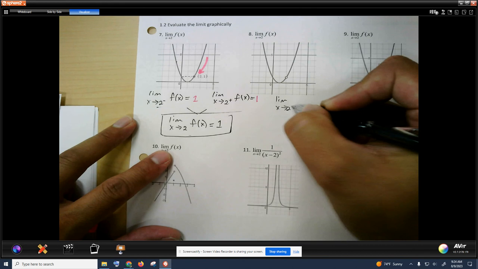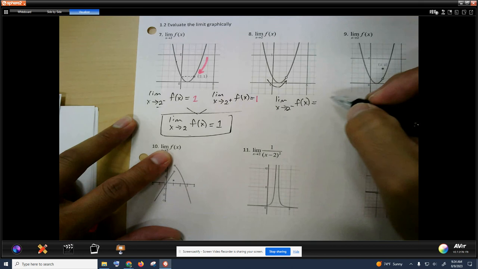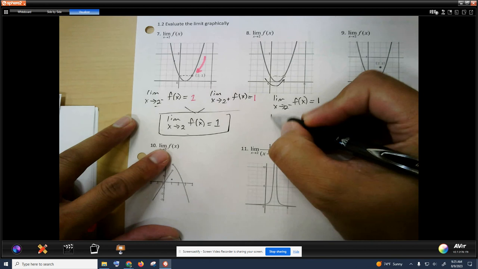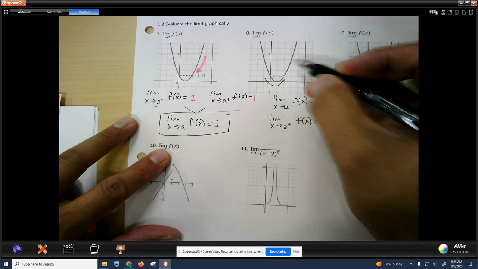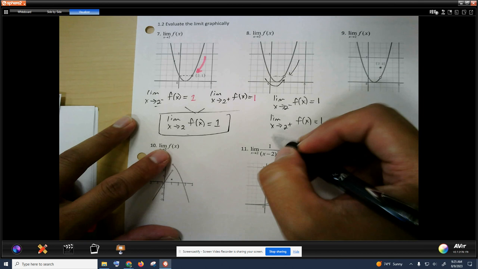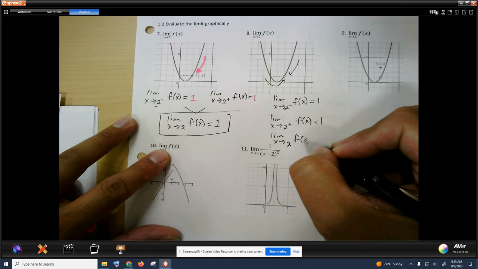Even if there's an open dot there, the y value still looks like it's going to 1 from the left. From the right, the y value is still going to 1. Even if the dot's not there, so we could still say this one, as we go to 2, it is 1.